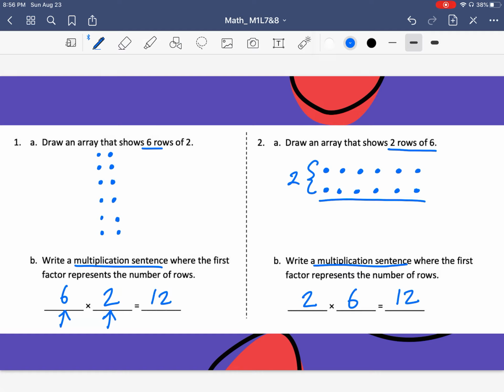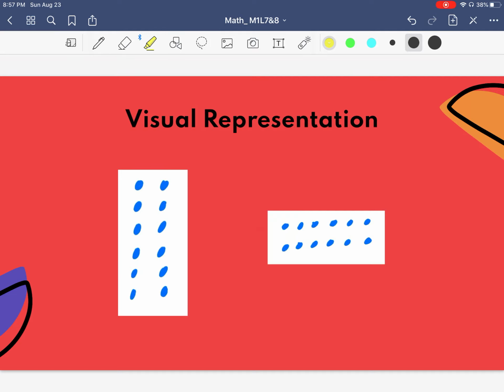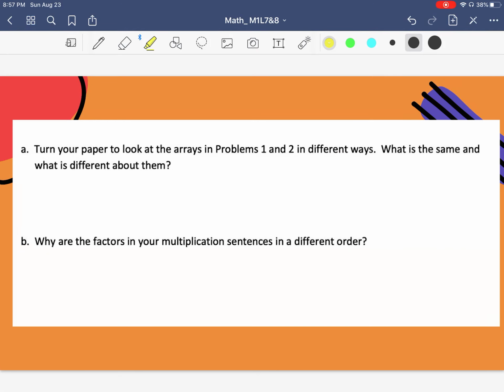Oh, it's very interesting, third graders, because we have the same number of dots, even though we put them in 2 different forms of array. So let's move on to the next question. Here, turn your paper to look at the arrays in problem 1 and 2 in different ways. What is the same and what is different about them?